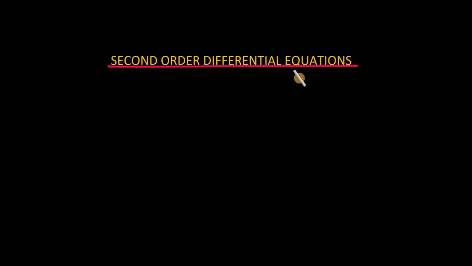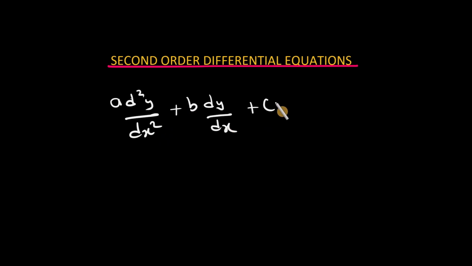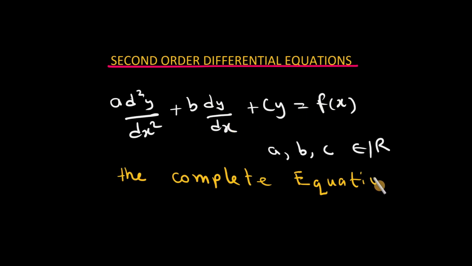Second order differential equations are equations of the form a d²y/dx² + b dy/dx + cy = f(x), where a, b, c are constants in the set of real numbers and f(x) is a function of x. Another name for this second order differential equation is the complete equation.